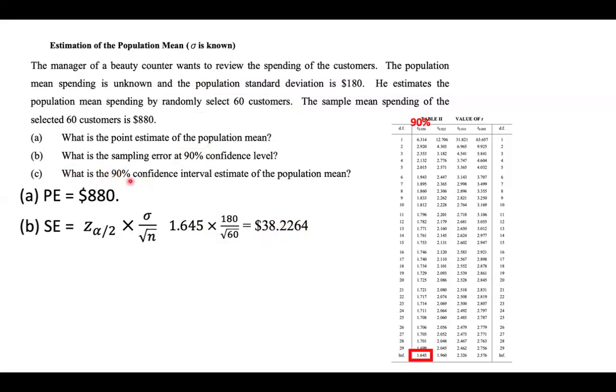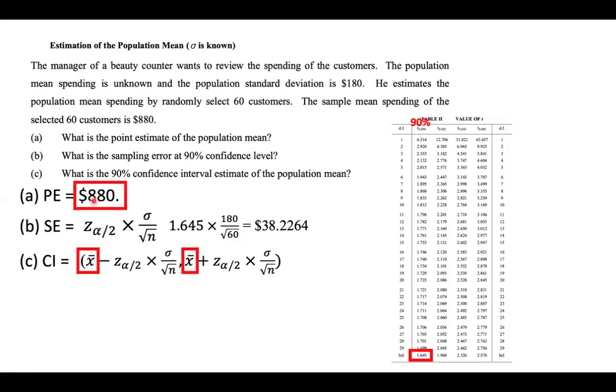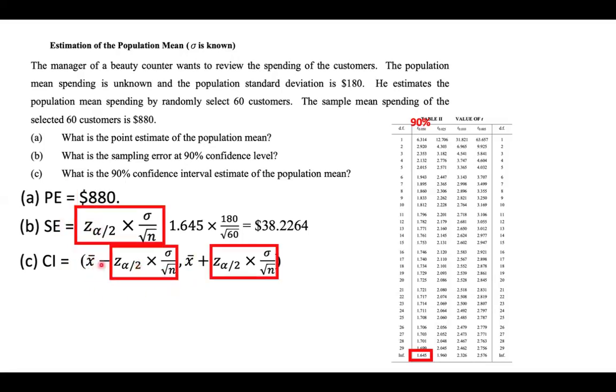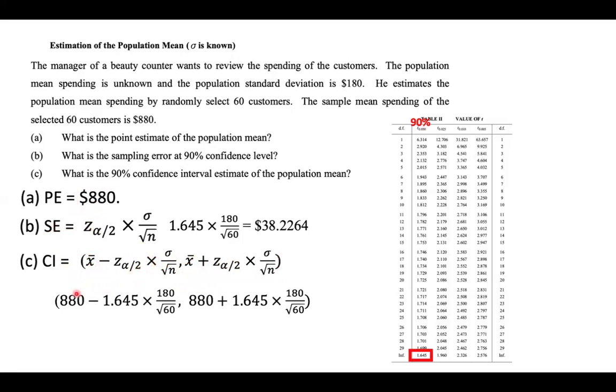What is the 90% confidence interval estimate of the population mean? This time we have the interval. An interval means a range of numbers. So we have an open bracket, a number, comma, another number, close bracket. X bar in here is the point estimate, plus and minus, or minus and plus, the sampling error right here. Then we can put the numbers in.